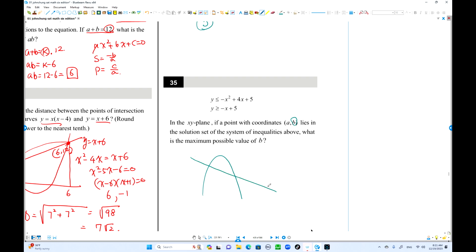All right. But this is a less than, greater than. This is the solution set. But in this case, this one is a quadratic. This is the highest point, right? What is this point?